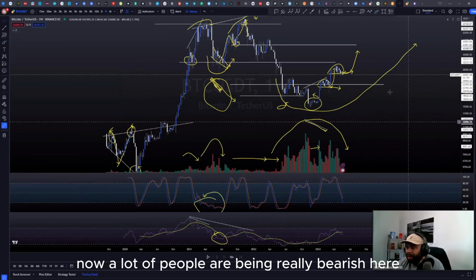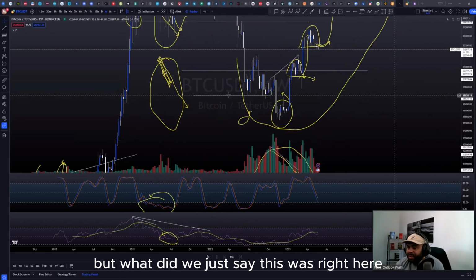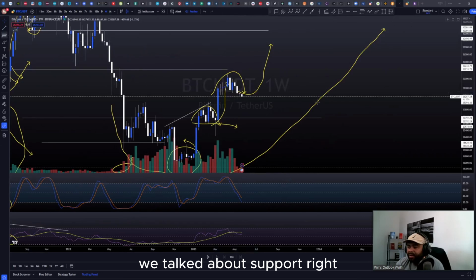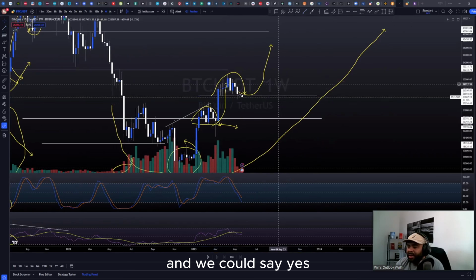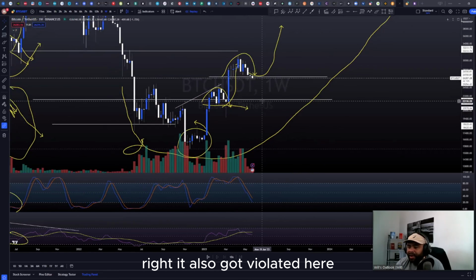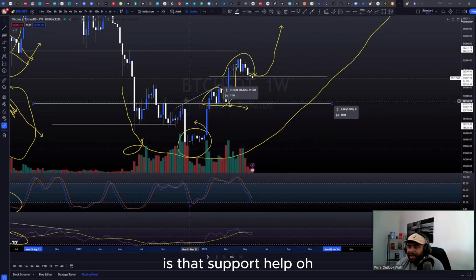Now, a lot of people are being really bearish here, but what did we just say this was right here? What did we just talk about? We talked about support, right? And we could say, yes, we violated. We also violated here, right? It also got violated here. But the fact is that support helped.